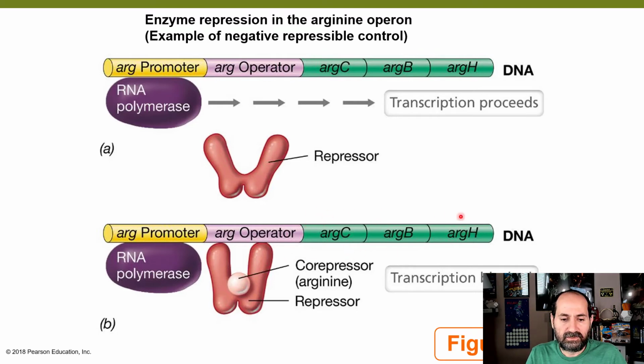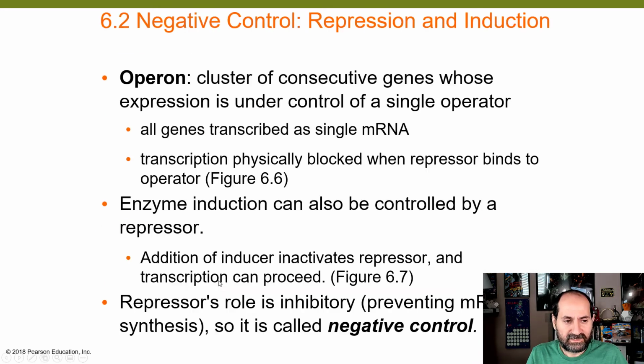of ARG-C, ARG-B, ARG-H. And it makes sense. You wouldn't want to synthesize your own arginine if there's plenty of arginine around. Again, this is an example of a negative repressible control. Negative meaning it involves a repressor. Repressible meaning it's normally on, but by adding a molecule, usually a product of that very pathway, arginine in this case, you can turn off control. Isn't that cool?